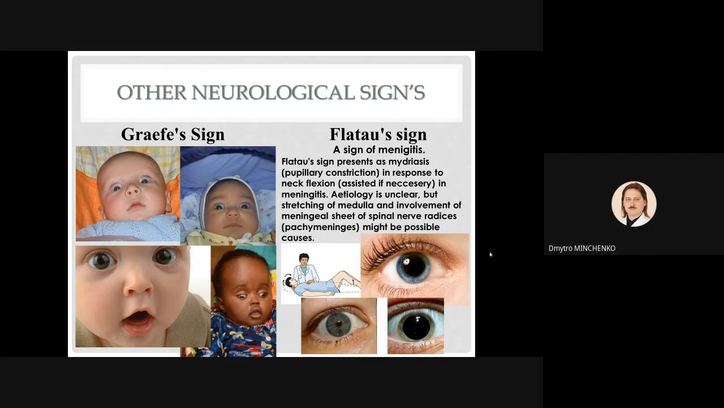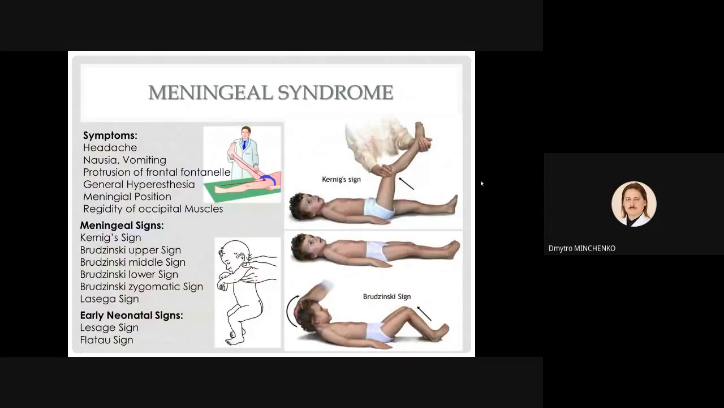Etiology is unclear, but stretching of the medulla and involvement of the meningeal sheath of the spinal nerve radices might be possible causes. So we have the dilatation of the pupil in a passive flexure of the head forward. We should do this quickly. Right? That's a typical meningeal sign, which can be checked in neonates and newborn children, for which other signs would be uncheckable, but also would be positive in most cases of intracranial hypertension.